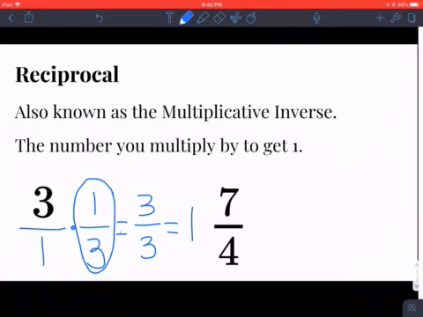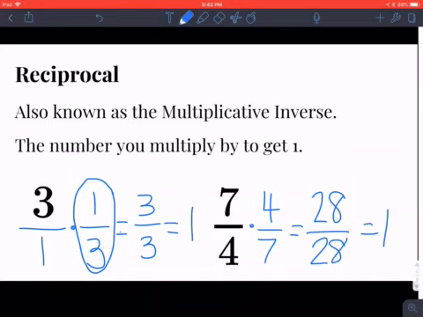We're going to do the same thing with 7/4. We are going to flip it. So we're going to make this 4/7, so that when we multiply, we get 28/28, which is really 1. So our multiplicative inverse is 4/7.